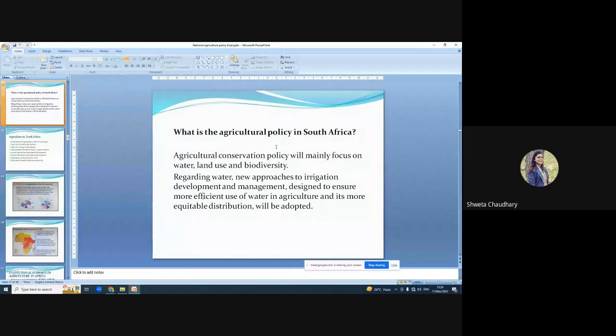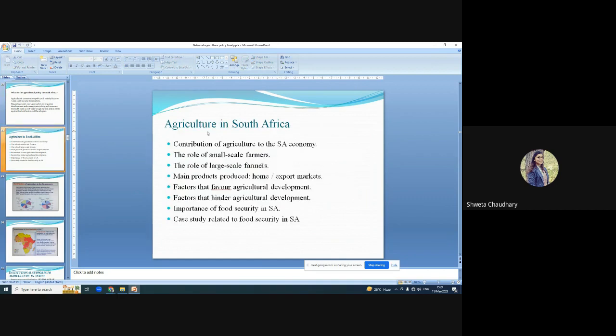Then I have taken a study on agricultural policy in South Africa that focuses mainly on water, land use and biodiversity. Regarding water, new approaches to irrigation development and management were designed to ensure the efficient use of water in agriculture, and its more equitable distribution will be adopted. Means they focus mainly on land and water use resources and conserving biodiversity. Agriculture in South Africa has small farmers and large farmers, and there are many factors that hinder and favor agriculture development.